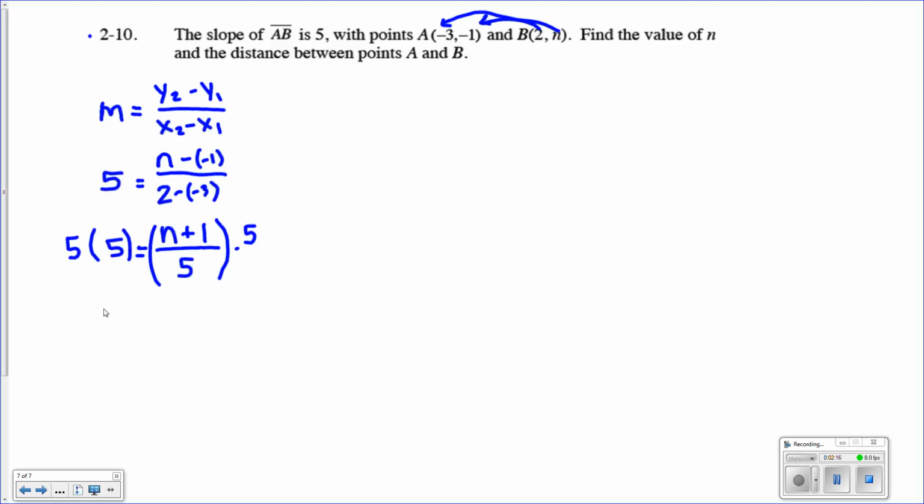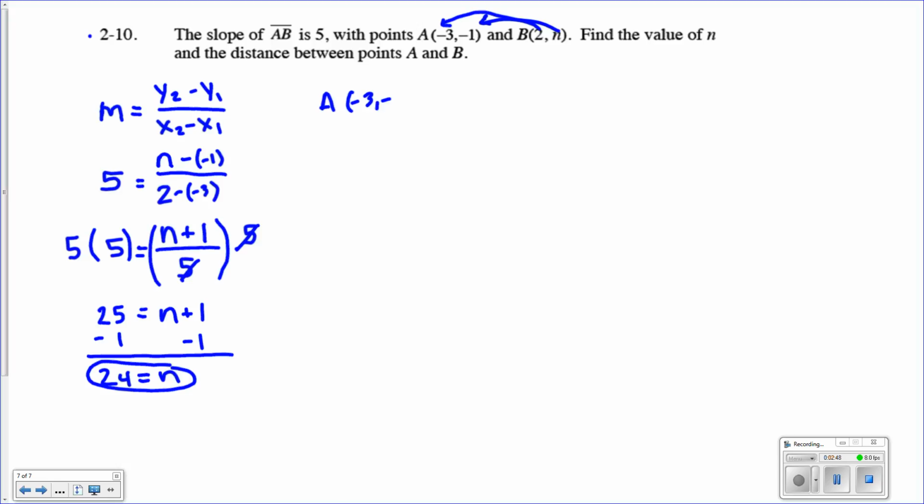So we end up with 5 times 5 is 25. And that equals, this 5 and this 5 are going to cancel out, so just n plus 1. Now let's subtract 1. So n equals 24. That means that the value of n for this point B is 24. So if A is (-3, -1), B is going to be (2, 24) if the slope is 5.